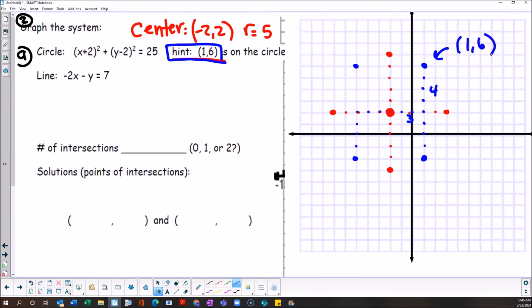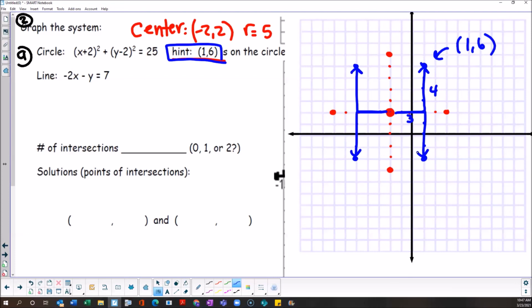1, 6 is on the circle, from the center, you can count to the right 3 and up 4 to get to that point 1, 6. And so what it's saying is that if I'm going right 3 up 4 in this direction, that means from the center, I would also go left 3 up 4, right? I go left 3 down 4 and right 3 down 4. All 4 of those blue points would have to be on the circle.